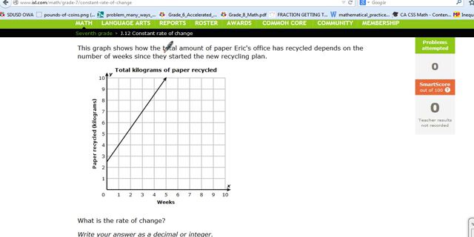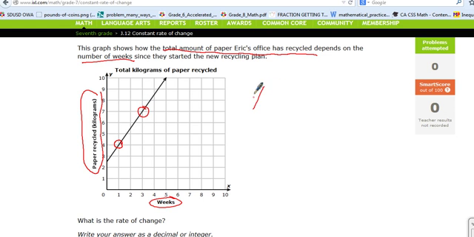The graph shows the total amount of paper Eric's office has recycled, depending on the number of weeks since they started the new recycling plan. So we can see that with the weeks over the papers. Remember, it's always x over y. Now here, I need to find my slope. So I need to find two grid points, two points where I can see that it crosses one of these grid points like these. Another point would be this one.